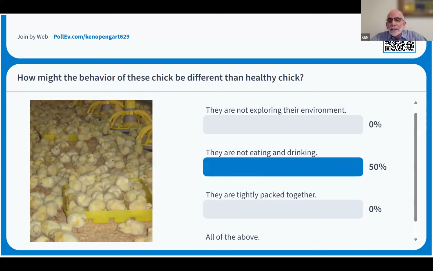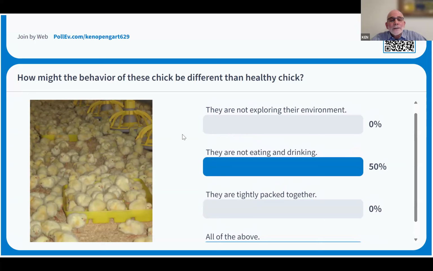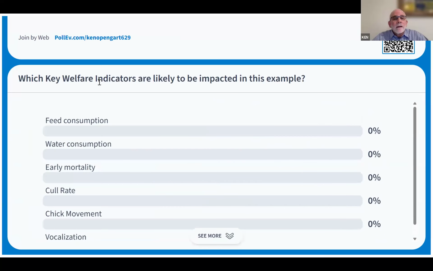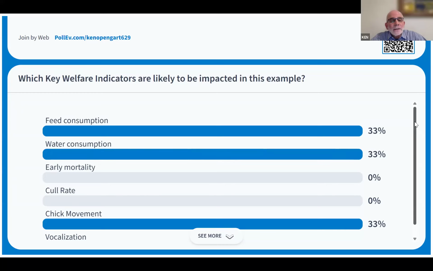Okay, they're certainly not eating and drinking. And they are tightly packed together, which normal chicks shouldn't be, and they're not exploring their environment. Most normal chicks are up, looking around their environment, pecking, playing around with each other. So in this case, all of the above. All right. Next question. Which key welfare indicators are likely to be impacted in this example? These are more key welfare indicators that you would measure and monitor in this environment. Again, you can pick as many as you want here.